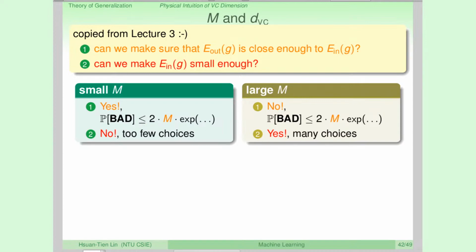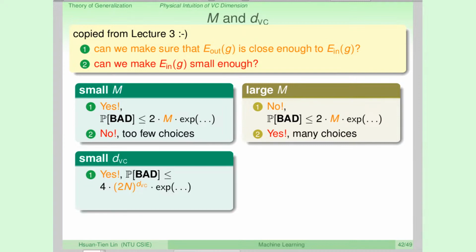Now, remember we talked about the relationship to learning with respect to the size of the hypothesis set. Now we have our new friend, the VC dimension. Let's revisit how VC dimension relates to the two questions here. Previously we used the size. So we say that for small n, the bad probability is low, but we have too few choices to ensure that E-in is low enough. While for large n, there are many choices. We can ensure E-in to be low, but E-out may not be close to E-in.